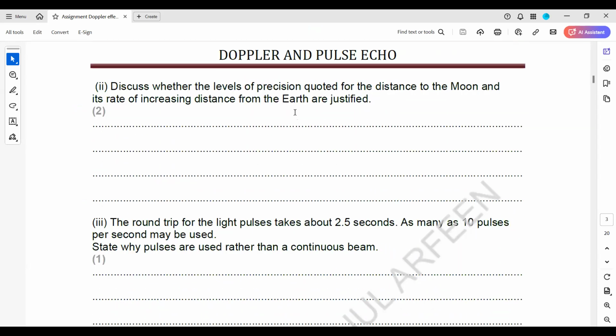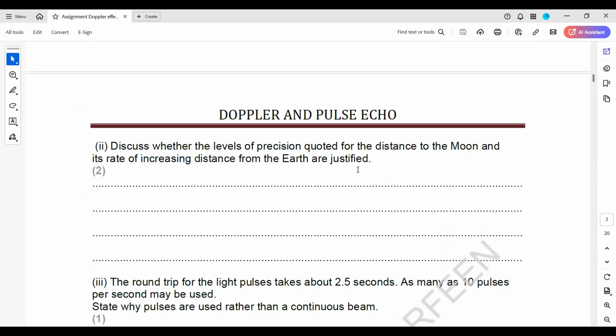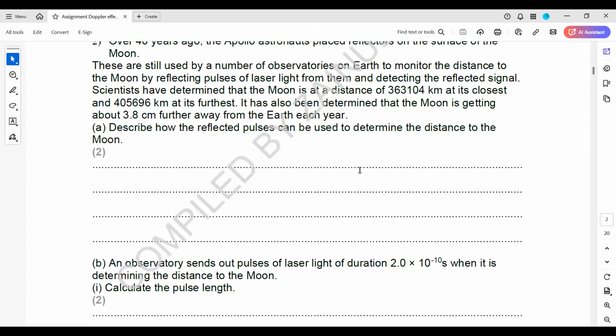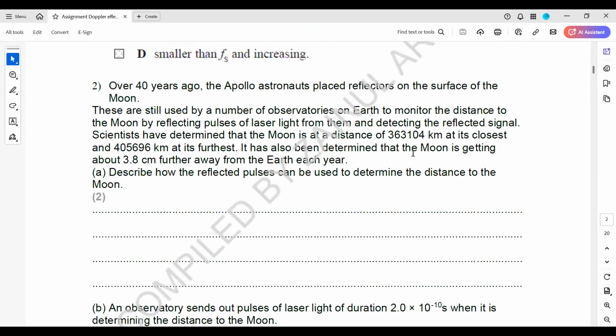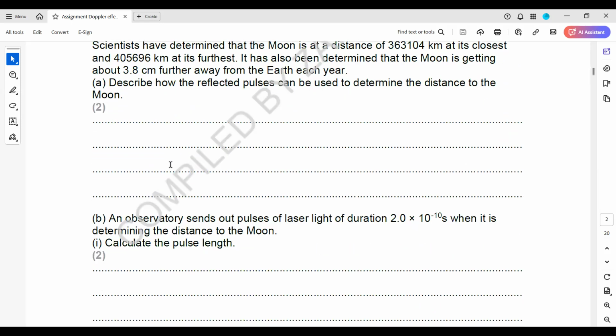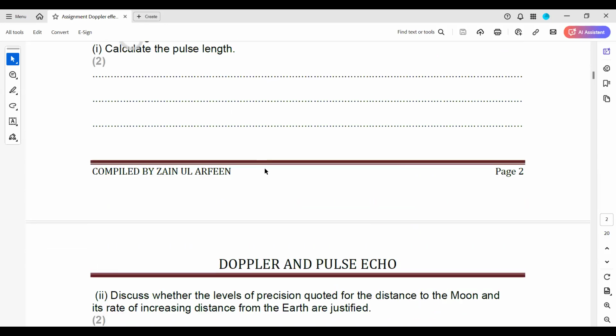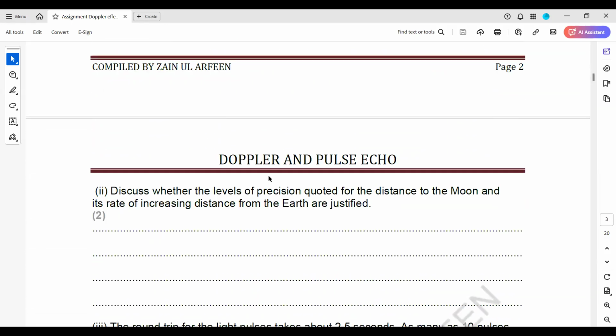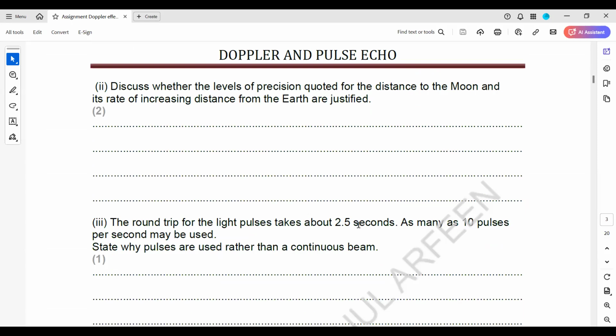So now the next question: discuss whether the level of precision quoted for a distance to the moon and its rate of increase in distance from Earth are justified. Look, as you see in the question, it is mentioned that the moon is getting away 3.8 centimeters each year. So every year, the distance of the moon is increasing by 3.8 centimeters.